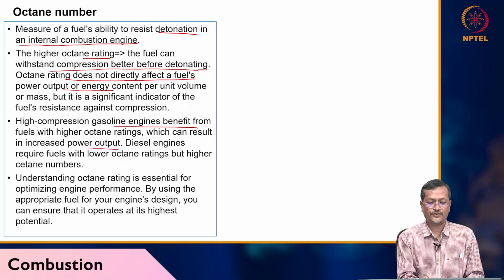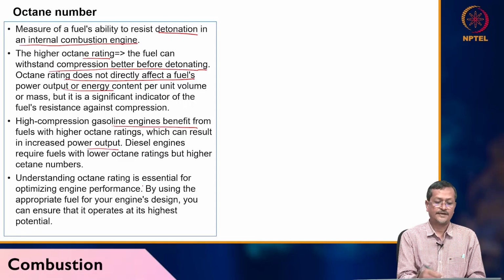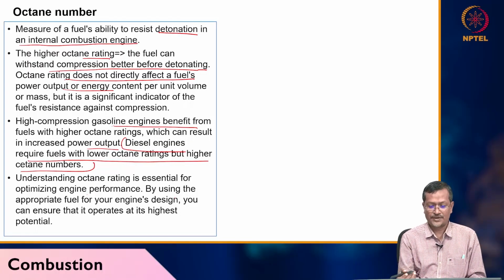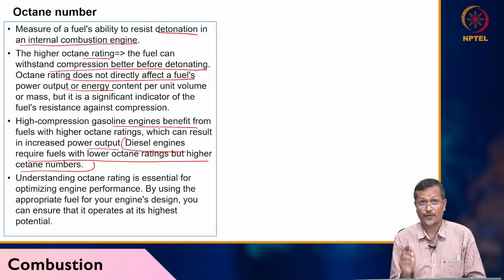Diesel engines require fuel with a lower octane rating but higher cetane number. One point you can remember: higher octane rating, lower cetane number. Understanding octane rating is essential for optimizing engine performance. By using appropriate fuel for your engine design, you can ensure that it operates at its highest potential.